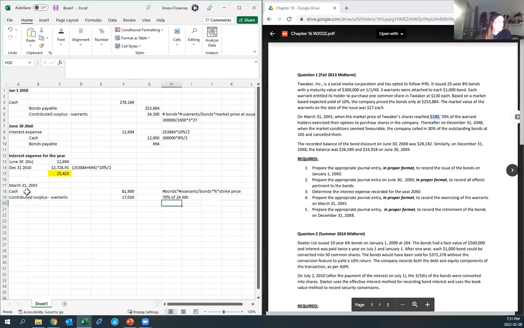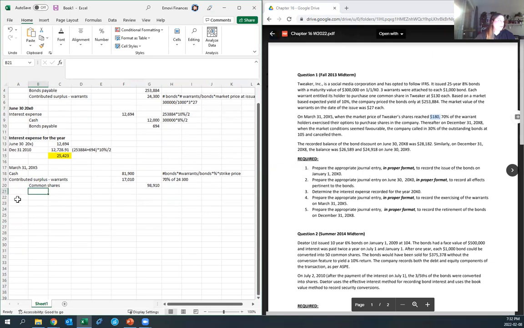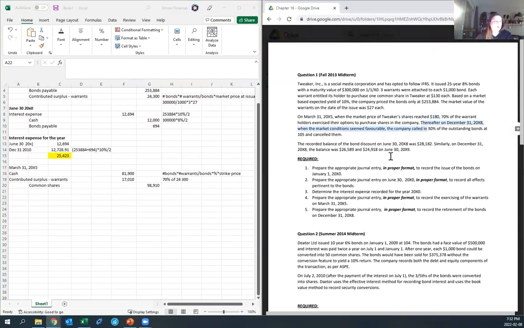All right. For this transaction, all we're left with is the common shares, and it's basically the sum of these two. All right. And then they're asking us to do the journal entry for the retirement of the bonds on December 31st, 2018. So it's talked about here, and we're also going to need some of the information that's in the last sentence.